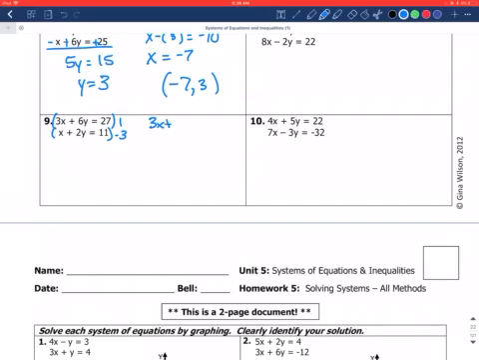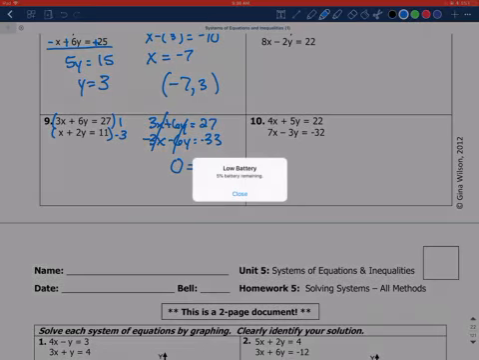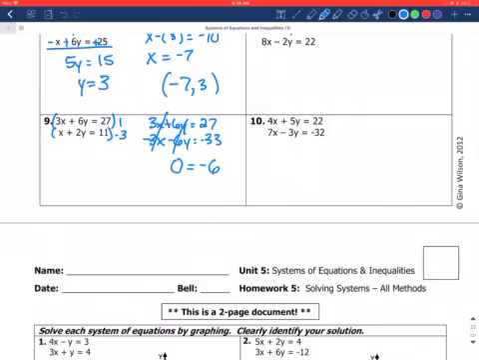So our top one stays the same because we're multiplying by 1. The bottom one will be a negative 3x minus 6y minus 33. So here, the x's cancel out and the y's cancel out, and we're left with 0 equals negative 6. Now, is that a true statement? No, it is not. So that means it's no solution. If we had 0 equals 0 and that was a true statement, then our answer would be infinitely many.